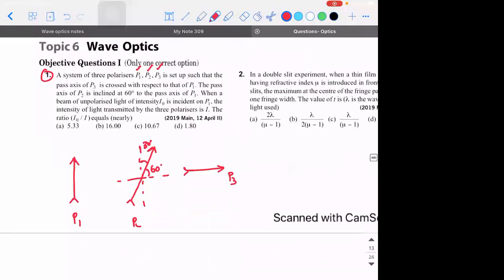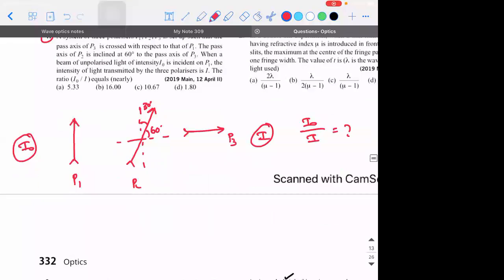When a beam of unpolarized light of intensity I0 is incident on P1, the intensity of the light transmitted by the 3 polarizers is I. The transmitted light, the final light. The ratio of I0 by I is how much? So here, if it is I0, how much will be the intensity of light this side? It is I0 by 2. Yes, first one, I0 by 2.